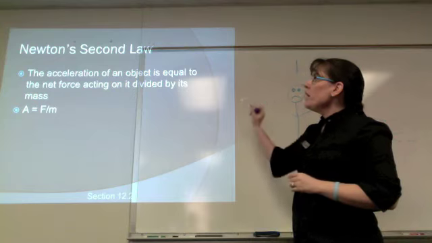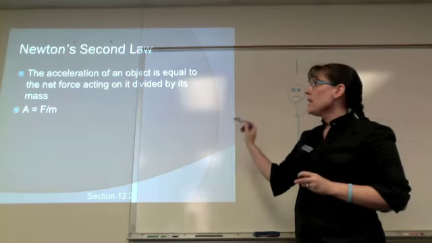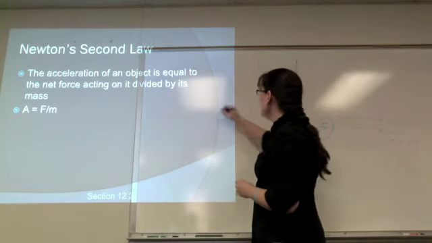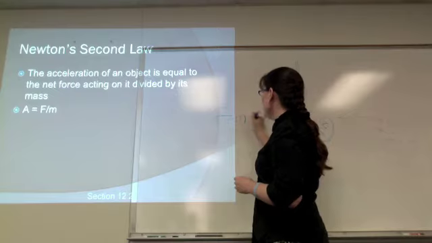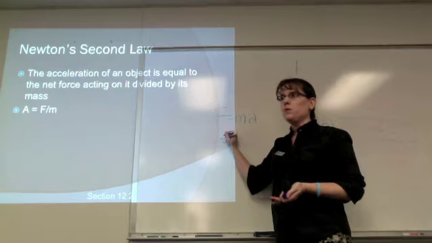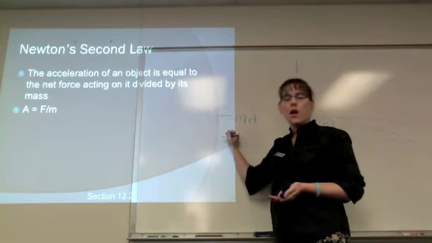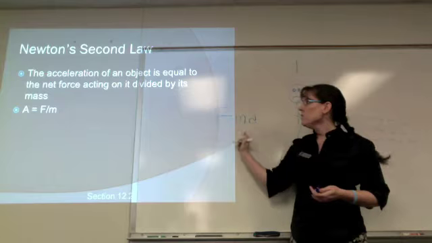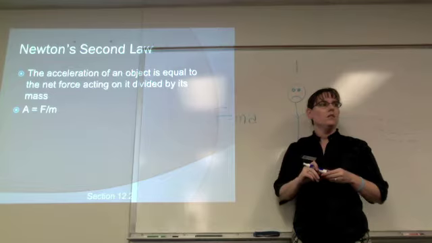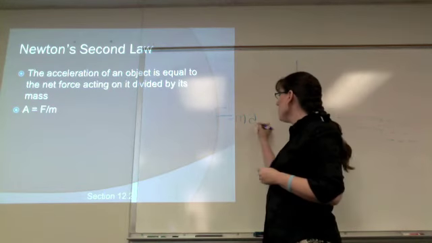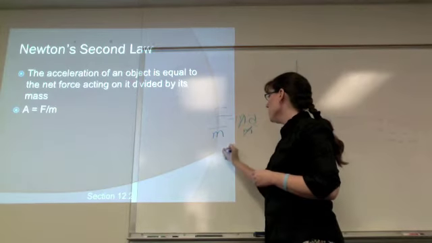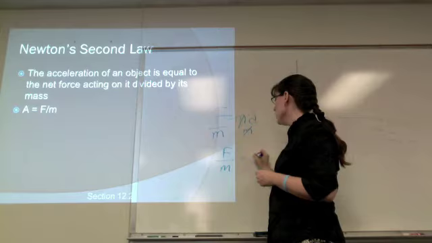So the acceleration of an object is equal to the net force acting on it divided by its mass. This should be obvious because last time we learned force equals mass times acceleration, right? So how do I turn this equation into that equation? Acceleration equals force divided by mass. Right, so if we divide both sides by mass, we end up with F over m equals a.